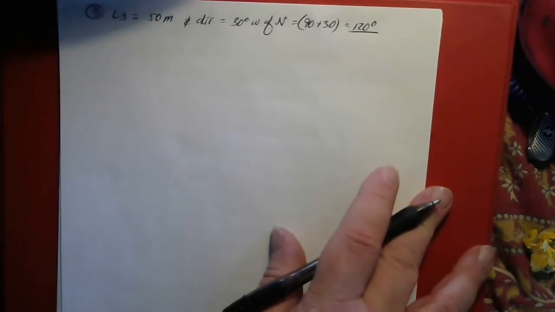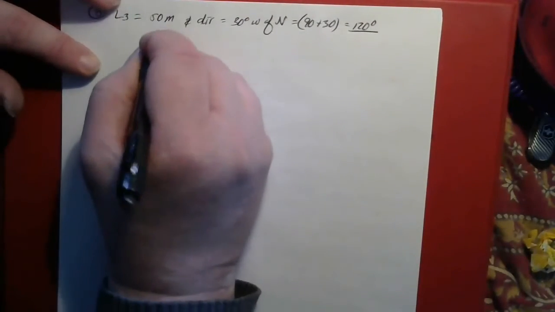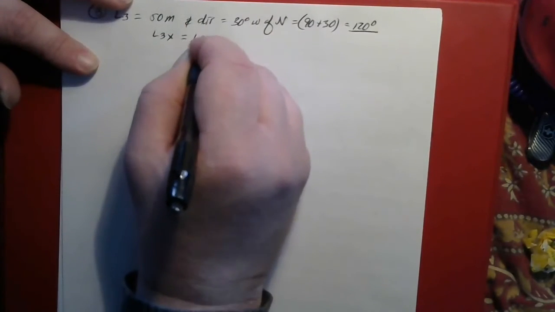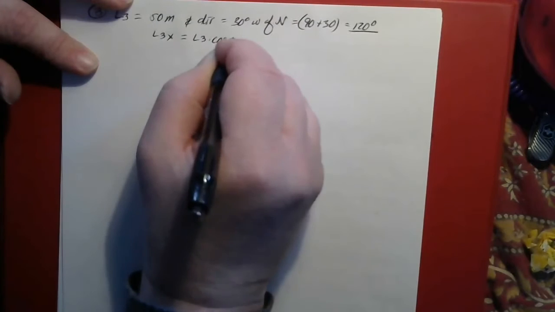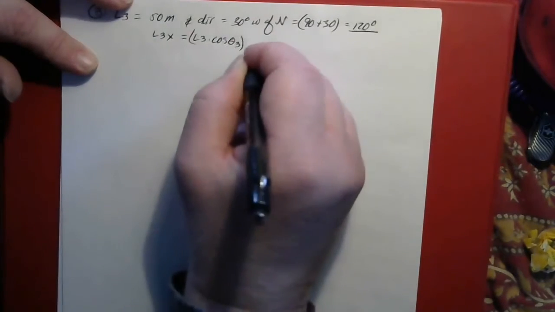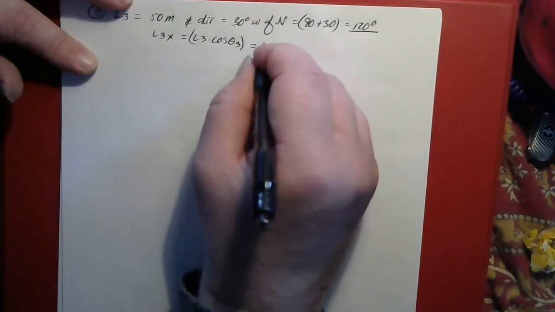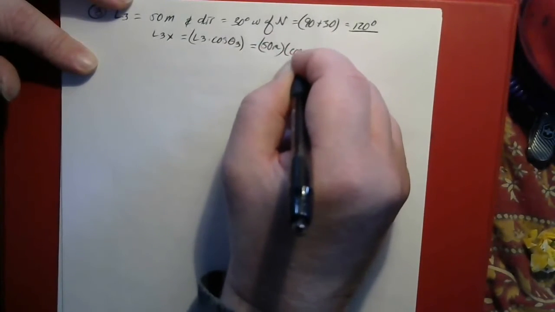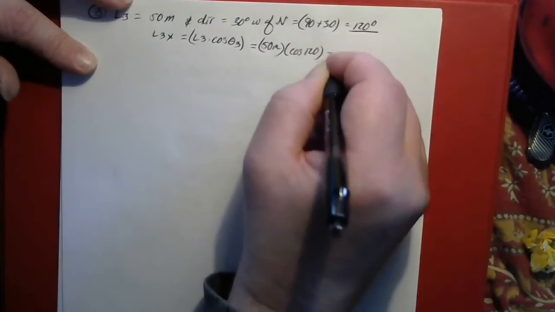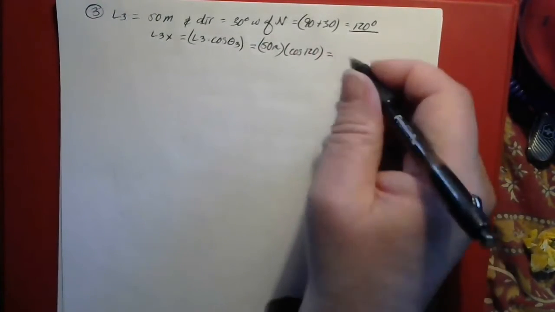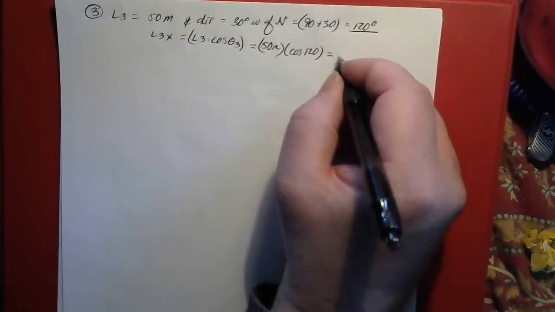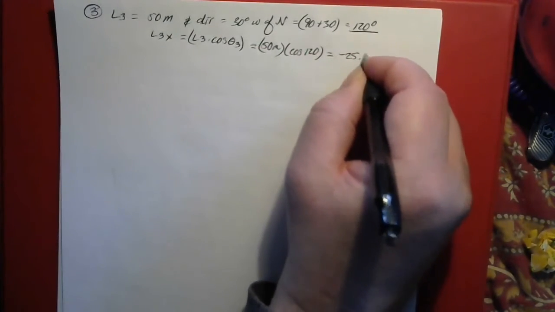And where are we? The x component for L3 is going to be L3 times cosine of the angle for segment 3. And that's 50 meters times cosine of 120. Cosine of 120 is negative 0.5. So when you multiply that by 50, you get negative 25 meters.